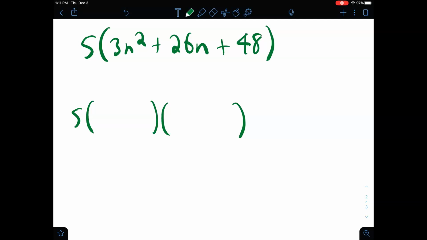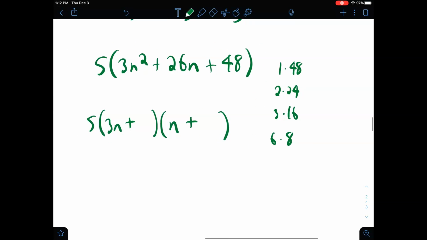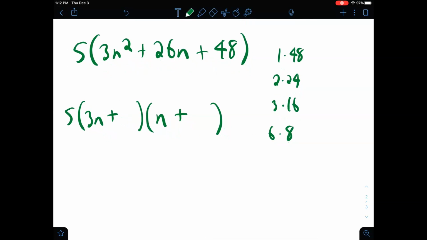So we need factors of 3n squared. Factors of 3n squared are going to be 3n times n. And they're all positive, so we're going to have a positive times a positive, which is nice. And then let's go ahead and do some guessing and checking now. We need factors of 48. So factors of 48 are 1 times 48, 2 times 24, 3 times 16, and 6 times 8. So we need to match these factors that are going to give us 26 in the middle.